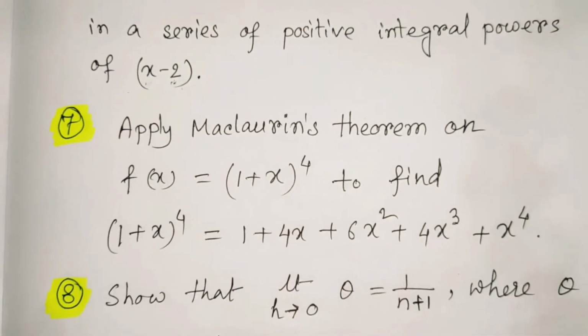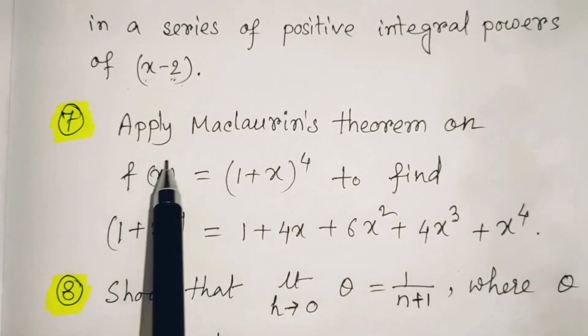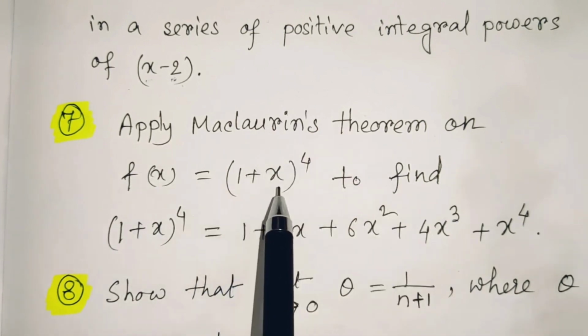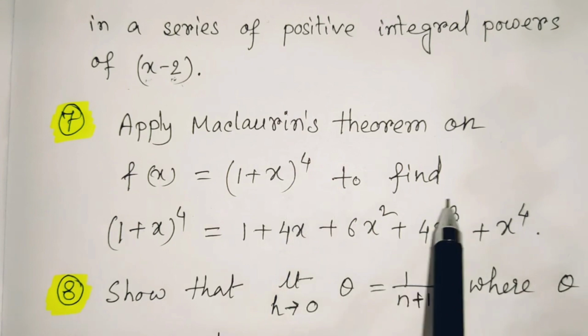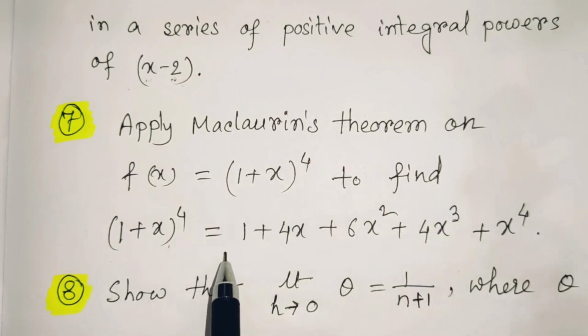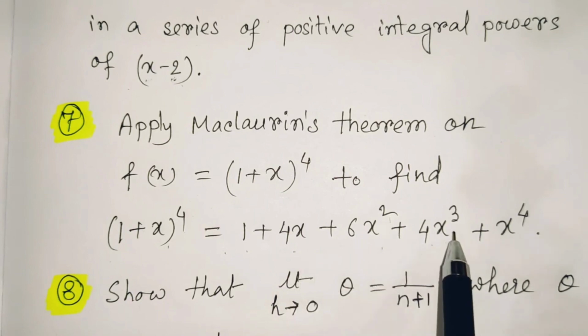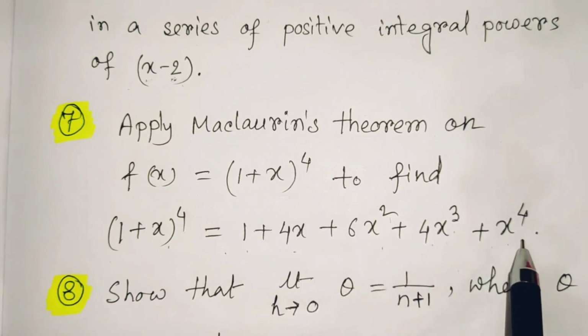Anyway, one more question is there: apply Maclaurin's theorem on f(x) equals 1 plus x to the power 4, to find that 1 plus x to the power 4 is equal to 1 plus 4x plus 6x square plus 4x cube plus x to the power of 4.